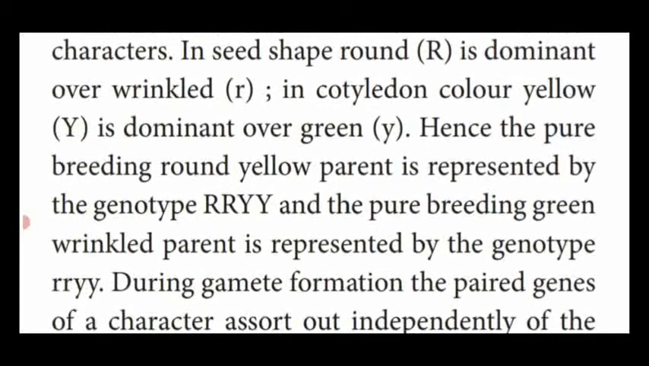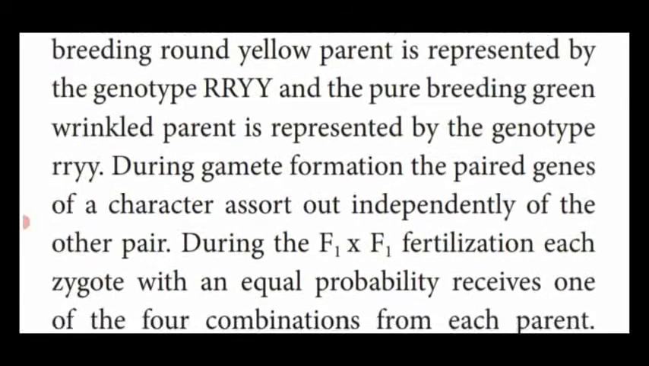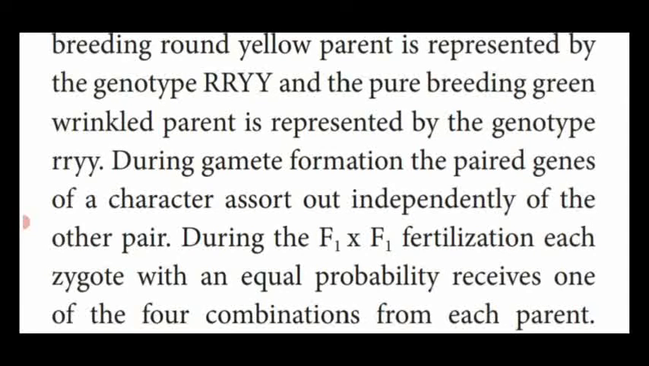Then he has taken pure breeding round yellow. The pure breeding round yellow parent is represented by the genotype capital RR, capital YY. That is one of the parents. Then it is crossed with the pure breeding green wrinkled parent. So green wrinkled, the genotype is small rr, small yy. So during the gamete formation, the pair of gene characters is assorted independently of each other.